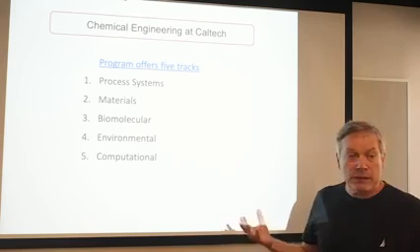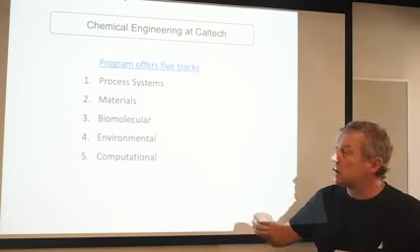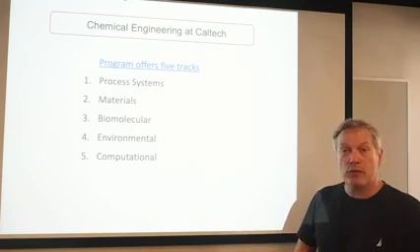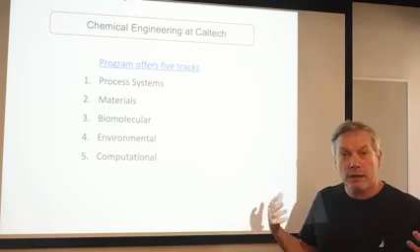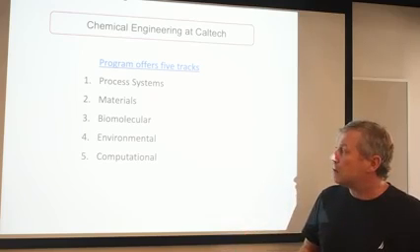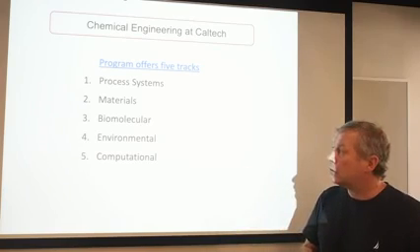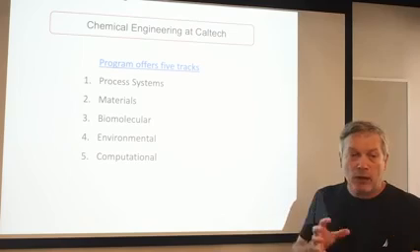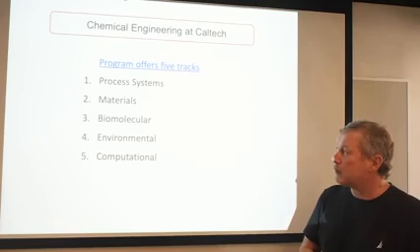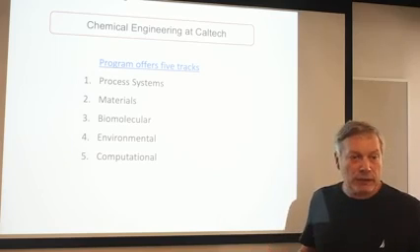But then there is also the materials track, and in fact the materials track needs to be split into soft materials, polymers, and hard materials such as electronic materials, semiconductors, because chemical engineers do work in making better microprocessors and denser computer memories. There is also the biomolecular track, where you use your knowledge of biology and biochemistry in chemical engineering type of applications. There is the environmental track that is unique to Caltech.